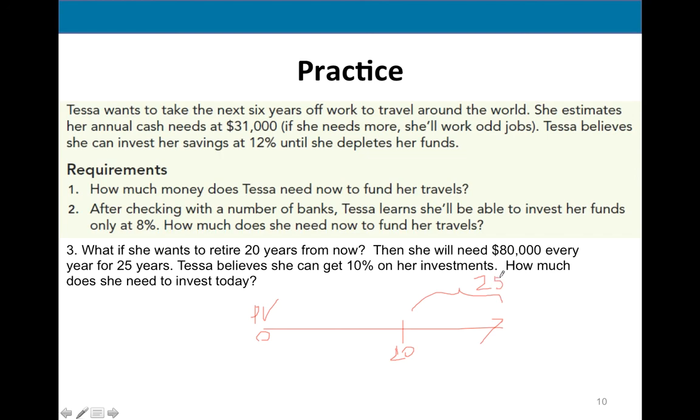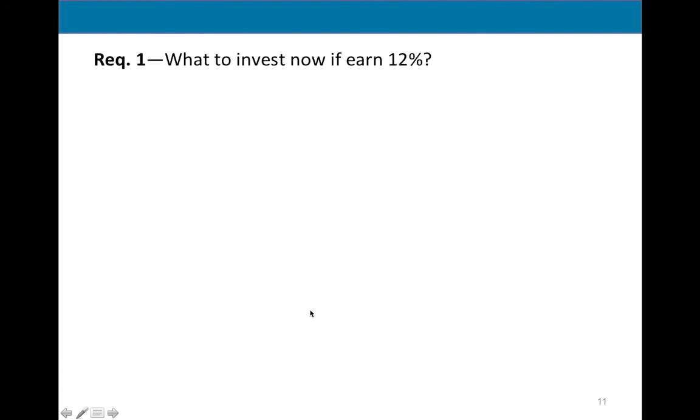And she needs an annuity. Every year for 25 years, she needs $80,000. And she can get 10% on her investments. So I would first do this problem. I would first discount this annuity. I would see how much money she needs to have at this point so that she can get $80,000 every year for 25 years. And then I will take this amount and discount it back to the present value as a lump sum.